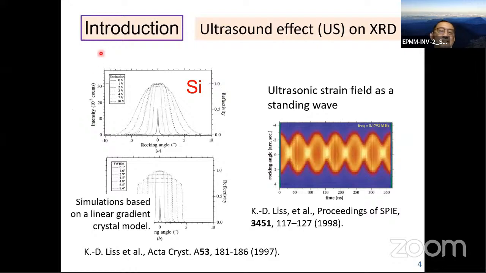Here is the ultrasound effect on X-ray diffraction. This solid line is a Bragg peak of silicon. This Bragg peak is enhanced by ultrasound injection. The enhancement is simulated based on the linear gradient crystal model here. So this enhancement can be attributed to the effect of dynamical scattering. During ultrasound injection, the ultrasonic strain field can be observed as a standing wave like this. The typical wavelength of the ultrasound is sub-millimeter.